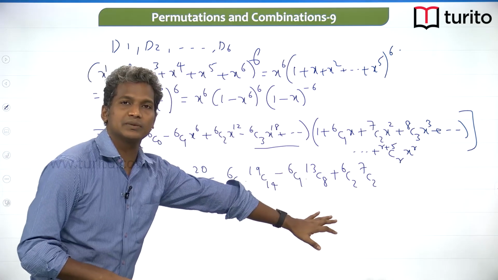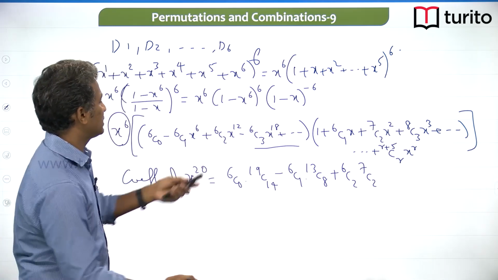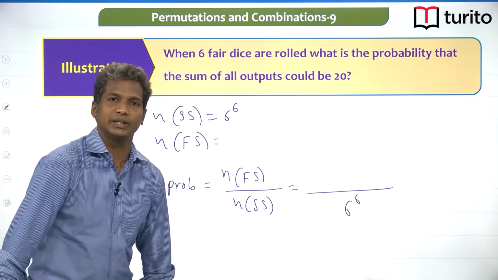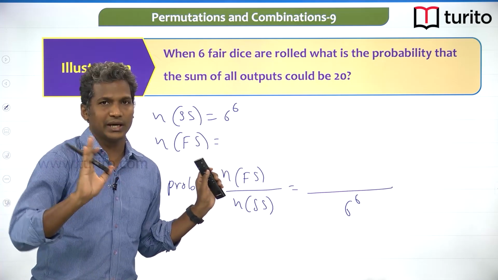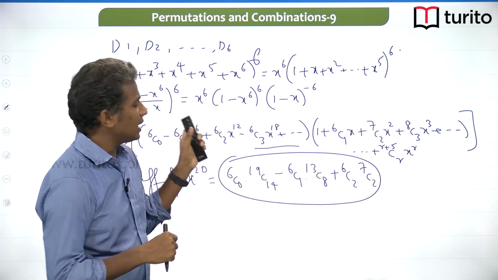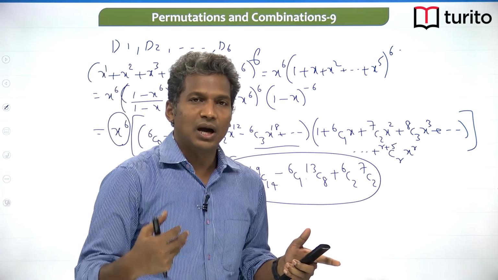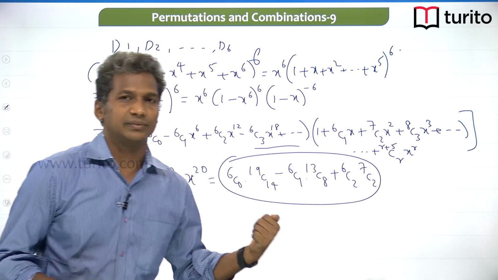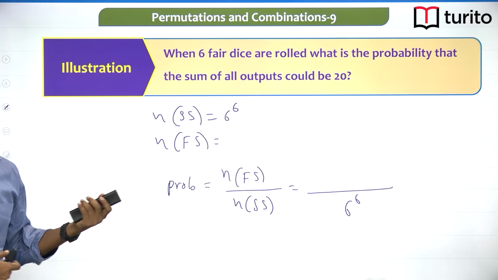So this is our favorable space. You have to put this here to get the probability. I hope you understood the main idea here. In this dice problem also, I have used the idea of generating polynomials to solve the question. Come on, make a note of this.